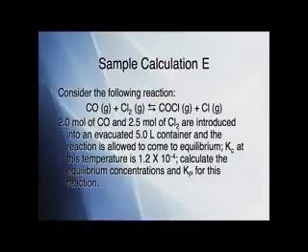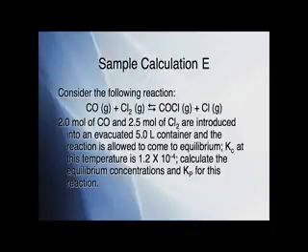Sample calculation E, we're going to consider the following reaction. Here we have CO gas plus Cl2 gas in an equilibrium reaction where it will form COCl plus Cl. So we introduce 2 moles of the CO, or carbon monoxide, and 2.5 moles of the Cl2, or chlorine gas. These are put into an evacuated 5-liter container and the reaction is allowed to come to equilibrium.